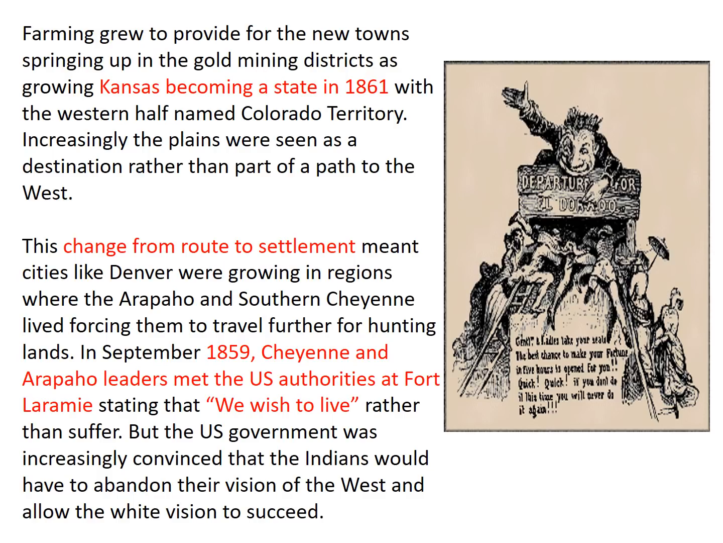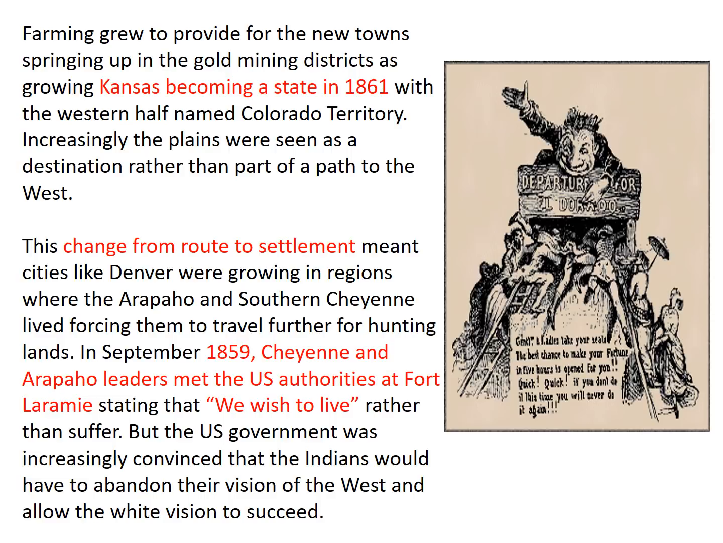Farming grows because you can't just have gold, you've got to have food provided for them. So Kansas becomes a state in 1861, the western half's named Colorado Territory, and what we're seeing now is what was seen as a journey, what was seen as a crossing, a road, is now seen as a destination. People are heading to the plains, not to cross to the west, but to stay there, to gold mine and to stay in the towns. And that's inevitably going to cause issues.